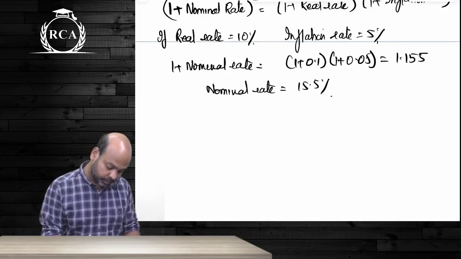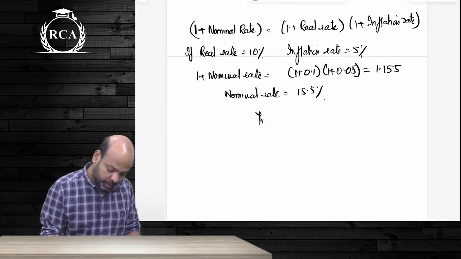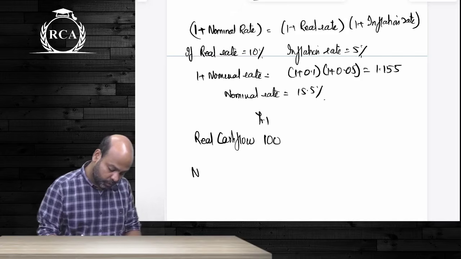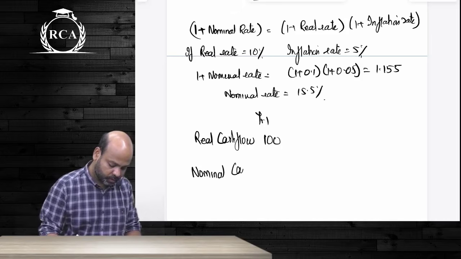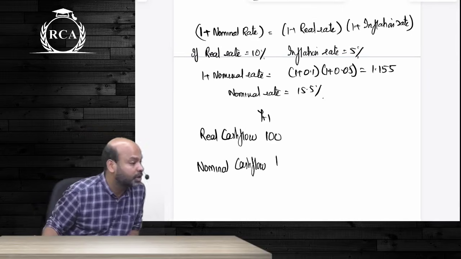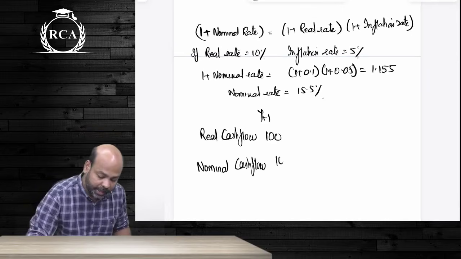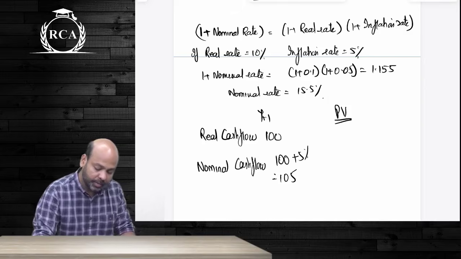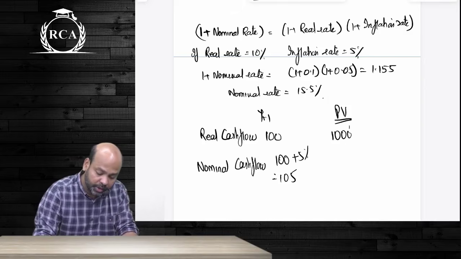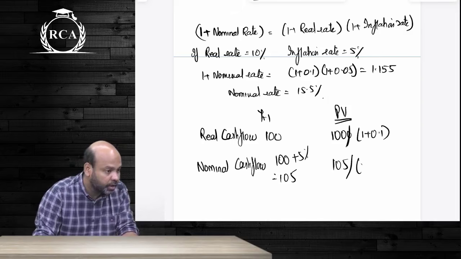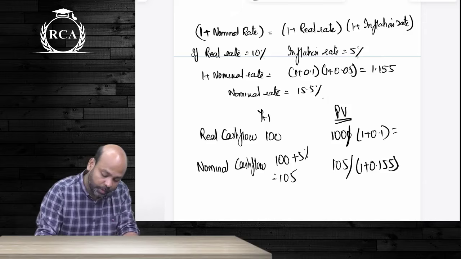Next. Let's say year 1, guys, real cash flow 100 rupees. So what will be the nominal cash flow, guys? If the real cash flow of year 1 is 100, beta, how much will the nominal cash flow become? How much should I add? Inflation 5%. So it will become 105. The present value, guys, will be 100 rupees. I should discount at what rate? 10%. Or 105 I should discount at what rate? 15.5%.